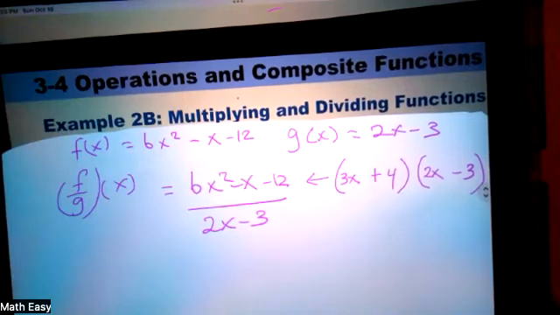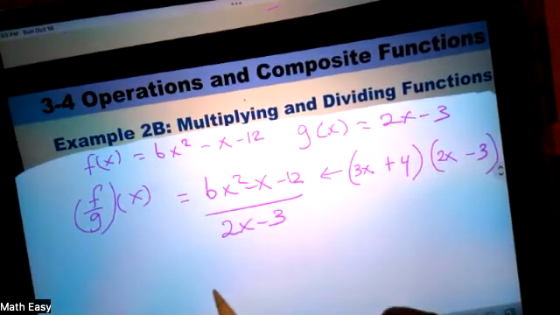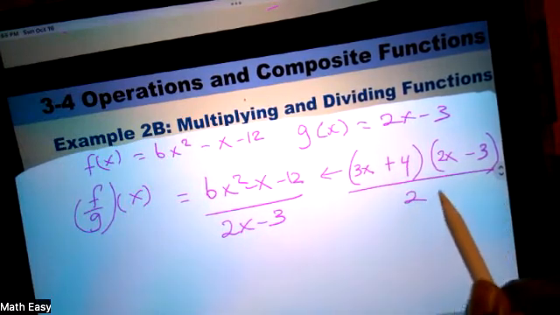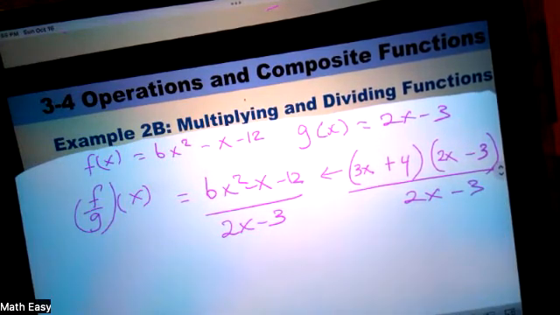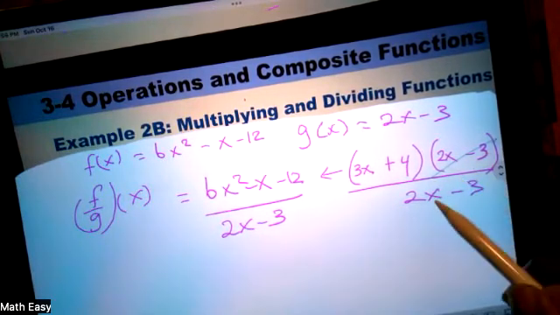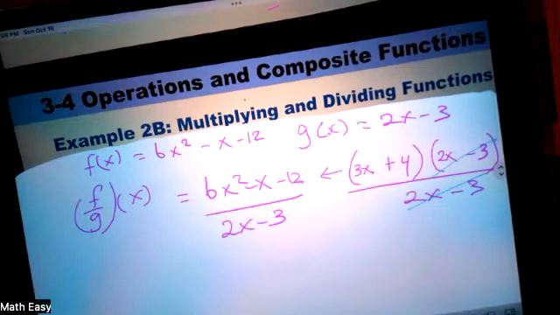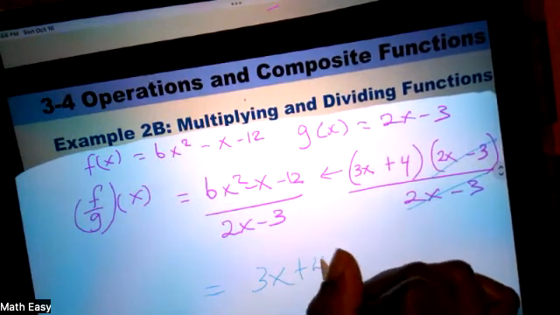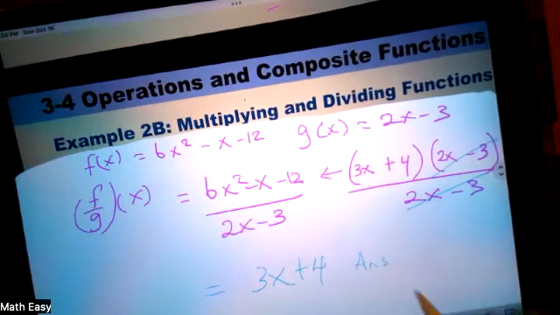So what will we do from here? We're going to write our denominator, which is 2x minus 3. Now that we have that, if you look carefully, you will notice that one of your parentheses in the numerator is exactly the same as your denominator. So in a case like that, you can simply cancel the numerator with the denominator. And what is left? 3x plus 4. And that will be your answer.